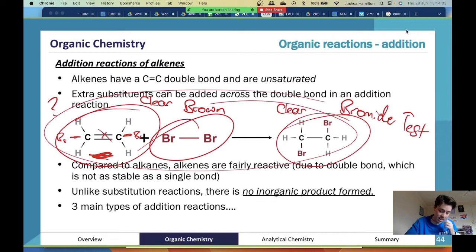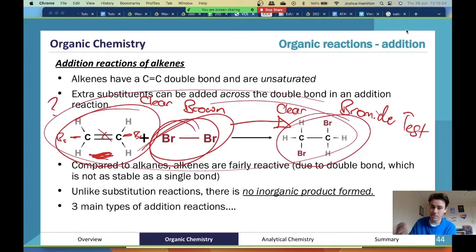When you add this in, if it all goes clear, if it dilutes and then all of a sudden, after a couple of seconds, it goes clear and everything disappears, what that tells you is that all of this has been used up into this. So it tells you that you had an unsaturated molecule, an alkene or an alkyne. Now, if the solution stays brown, it means you already had a saturated molecule. The hydrocarbon you added in was already saturated.